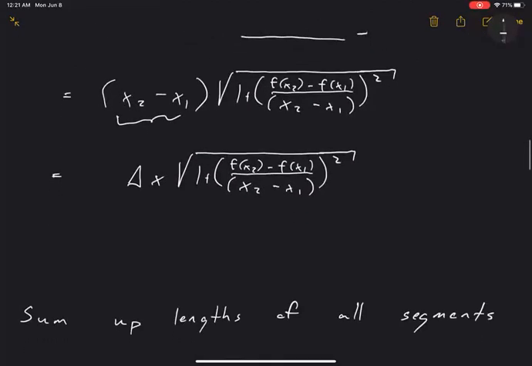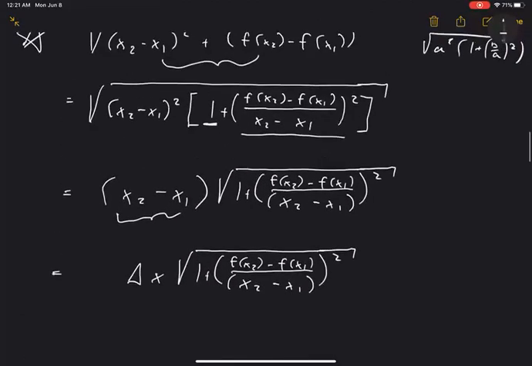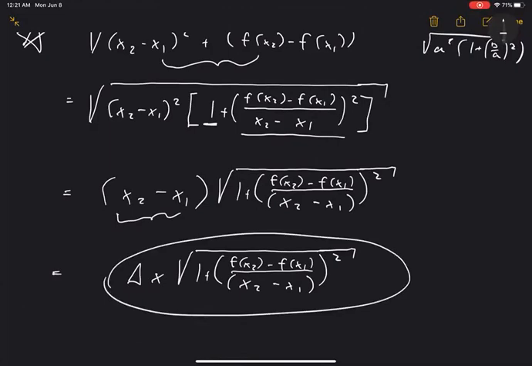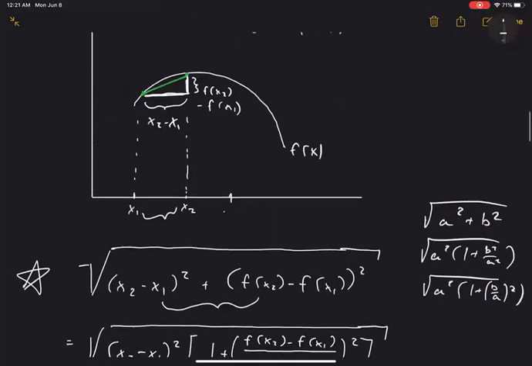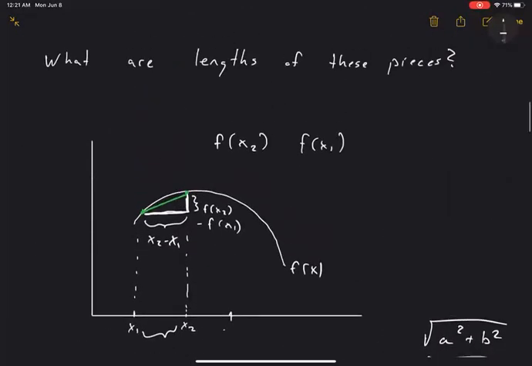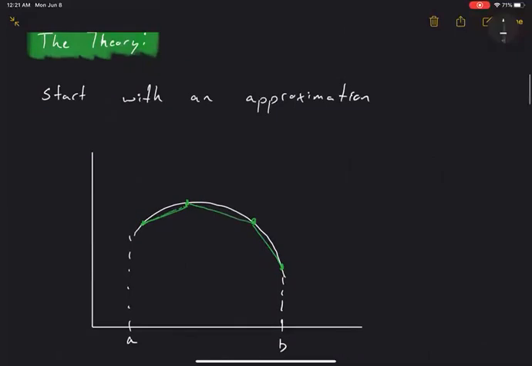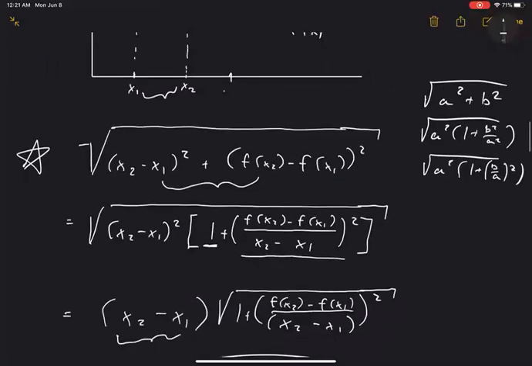Okay. Now, what we've found is the length of one of my green line segments, right? Now let's just add them all together. So we found the length of one of these green line segments, the length of this thing. Now let's add the length of this thing and the length of this. What would that look like?